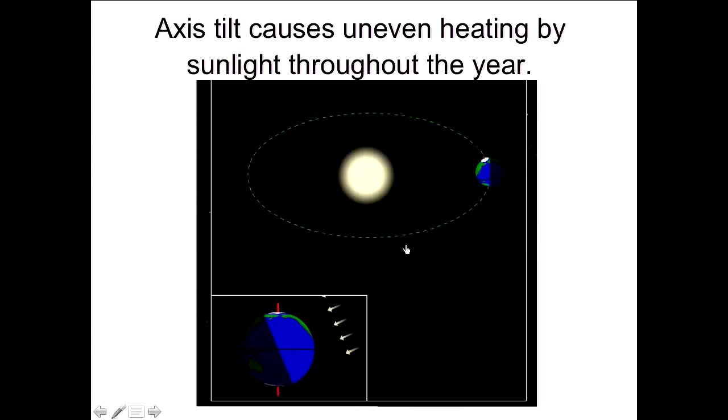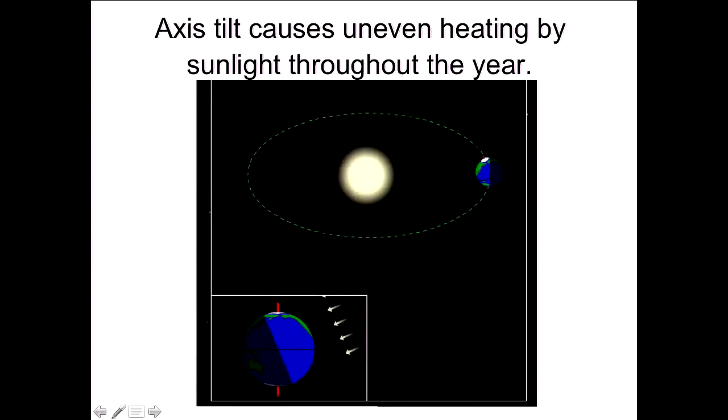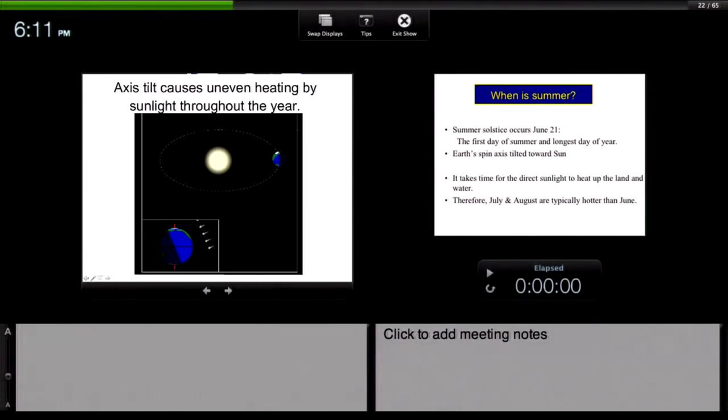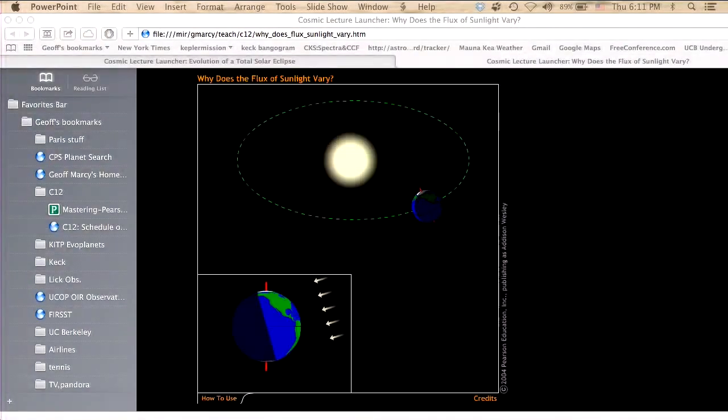Let's try one more time. Did it stop? It's really funny. Let's see, swap displays. Let's try a few things. That looks promising. If only it really were summer all the time, but instead it just keeps going back and forth.